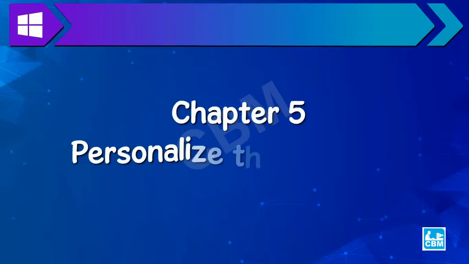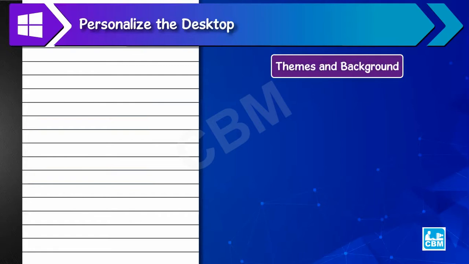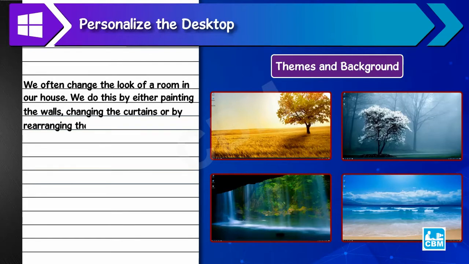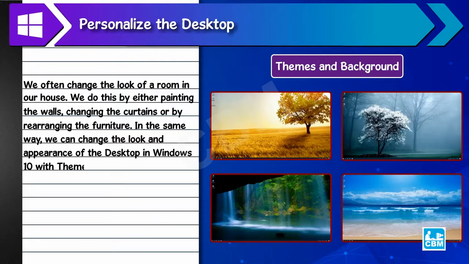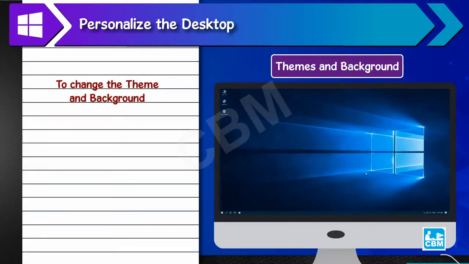Chapter 5, Personalize the Desktop. Themes and background. We often change the look of a room in our house. We do this by either painting the walls, changing the curtains, or by rearranging the furniture. In the same way, we can change the look and appearance of the desktop in Windows 10 with themes and background. To change the theme and background.